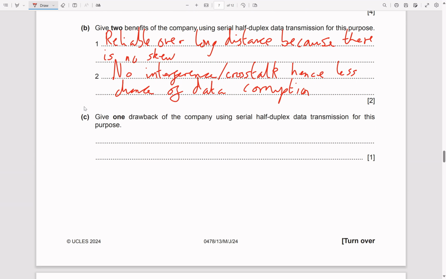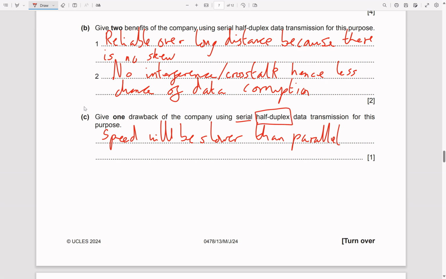Right, and then give one drawback of using serial half-duplex. So let's say the speed will be slower than parallel. I guess that's the disadvantage of using serial.